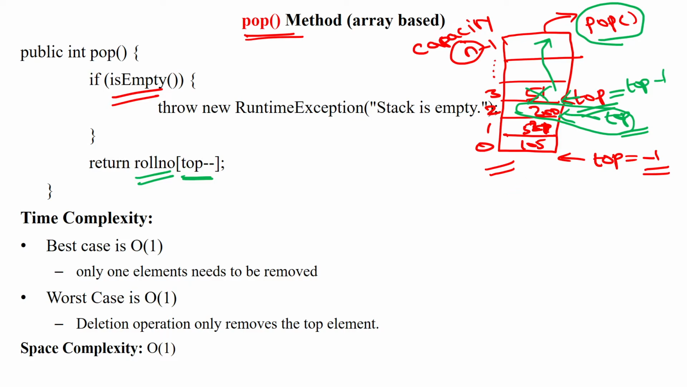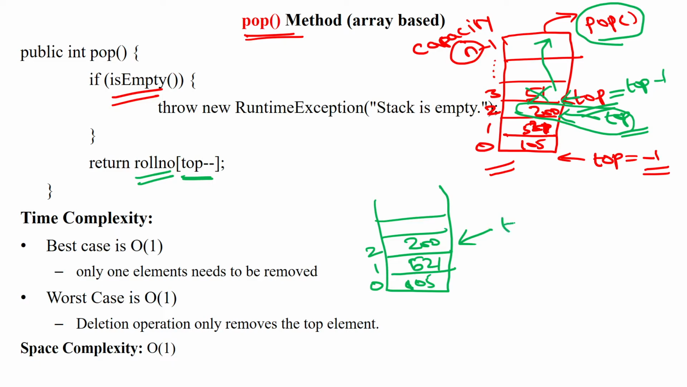If I call pop one more time, the data structure will be represented in this format: zeroth memory location, first, second. Here 105 is there, here 521 and here 200. Now top is representing the second location. Then one more time, if I apply the pop operation, again the top element will be popped out, removed, and top is again decremented by top minus 1.